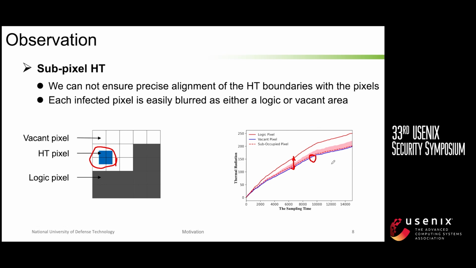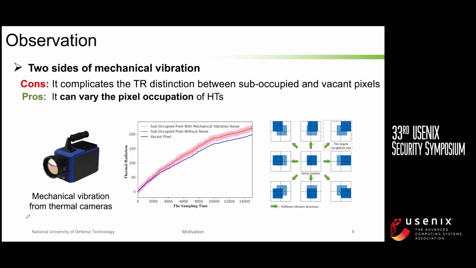So how do we detect these subpixel HTs? Do we need to get our hands on more advanced equipment? There may be other approaches. We noticed something interesting: mechanical vibration from thermal cameras, which is usually seen as noise. This noise is difficult to completely eliminate and will complicate TR distinction between suboccupied and vacant pixels, as you can see in the figure. But if we look at it differently, this vibration might actually help us out.